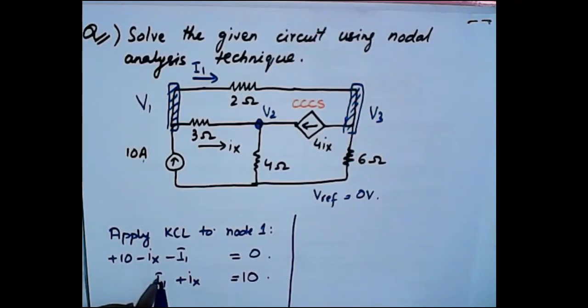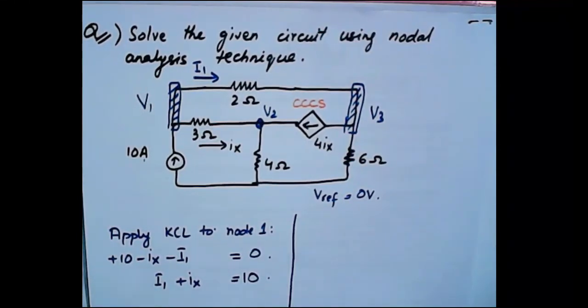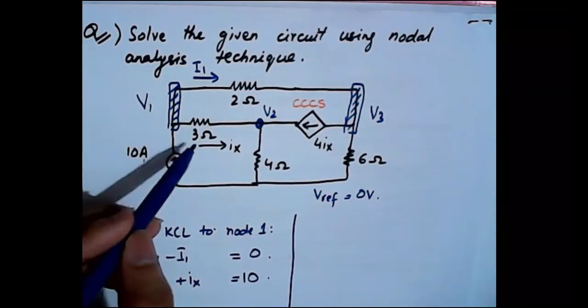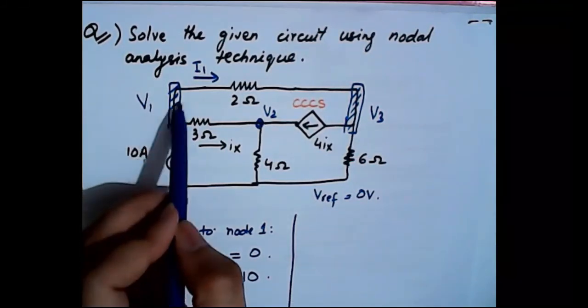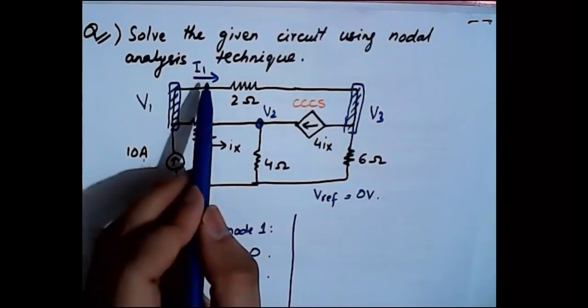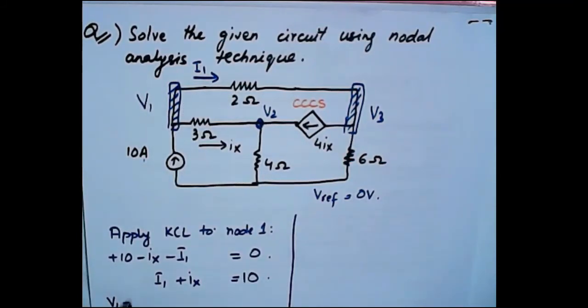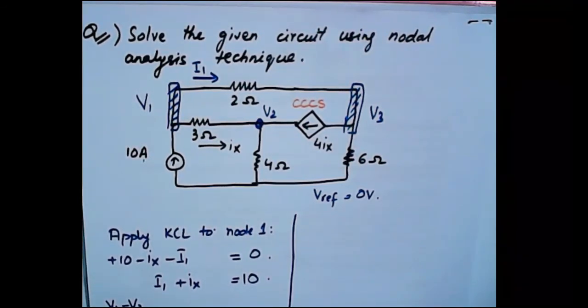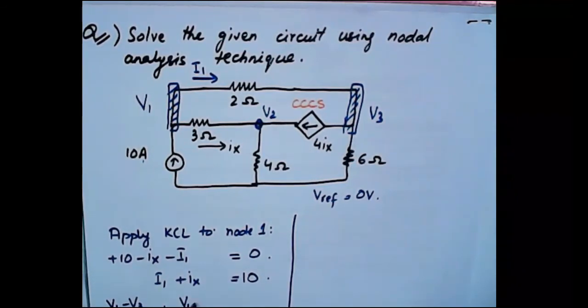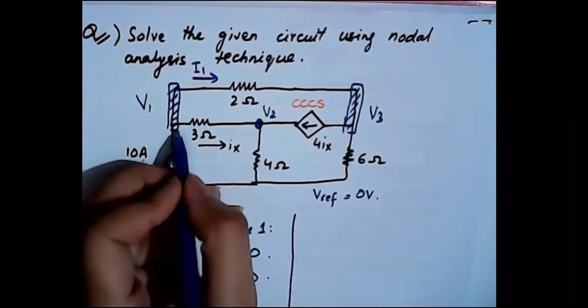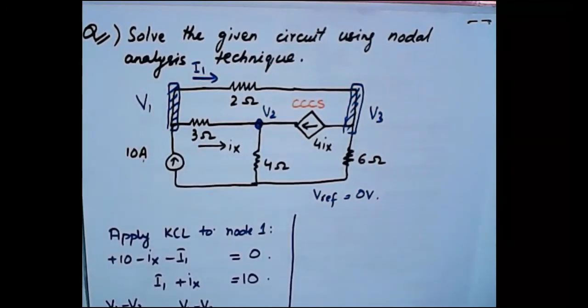Now when we represent I1 as a function of voltages, we can see that I1 is flowing between nodes 1 and 3. So the value of I1 will be how much? Value of I1 will be V1 minus V3 divided by 2, right? Plus the value of Ix will be how much? V1 minus V2, because it is flowing between nodes 1 and 2, divided by 3 is equal to 10.